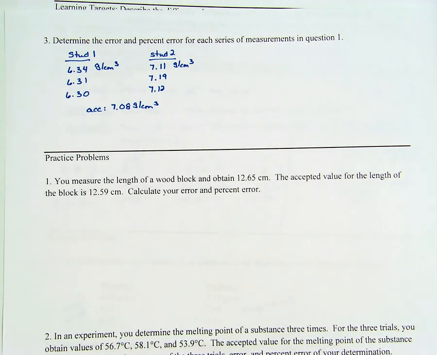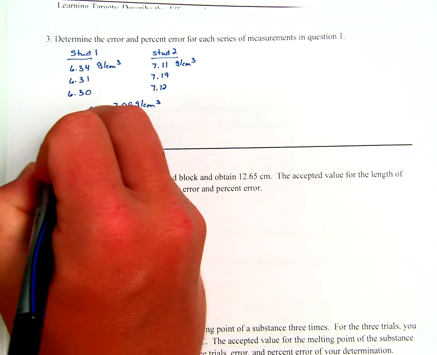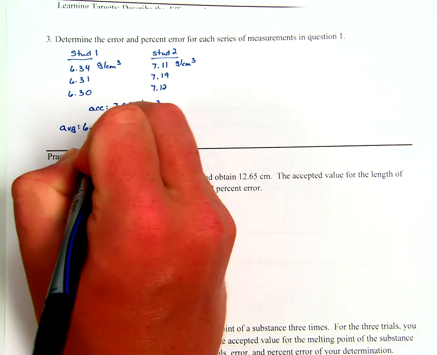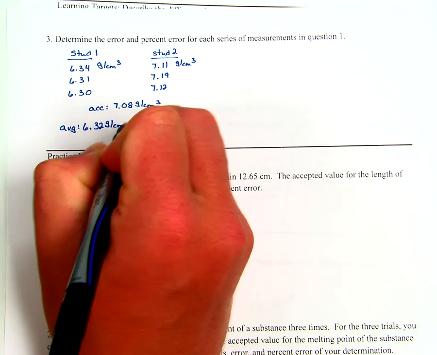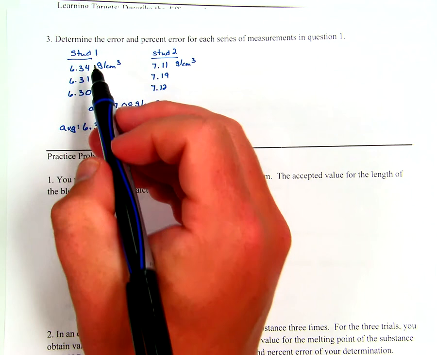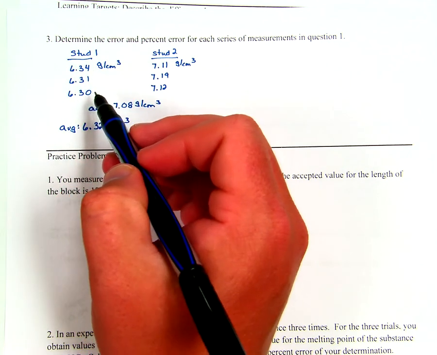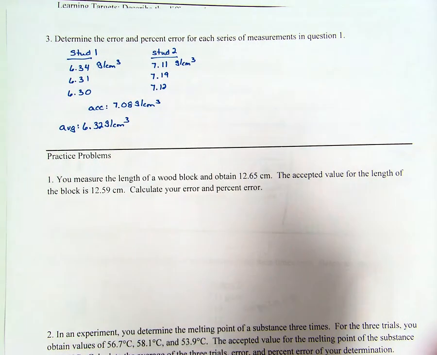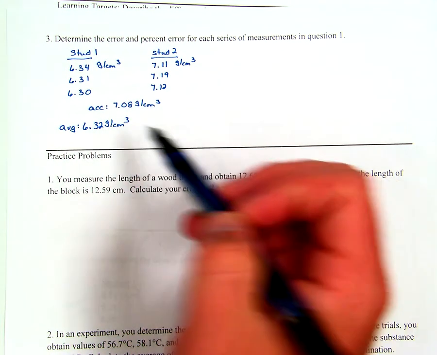I get a value of 6.32. So the average for student 1 is 6.32 grams per centimeter cubed. I don't want to keep any more decimals than the measurements went to because that wouldn't make any more sense. Your calculator is going to tell you 6.316666 repeating. But I don't want to keep all those because it wouldn't make any sense if all of our measurements only went to the hundredths place as they do here.